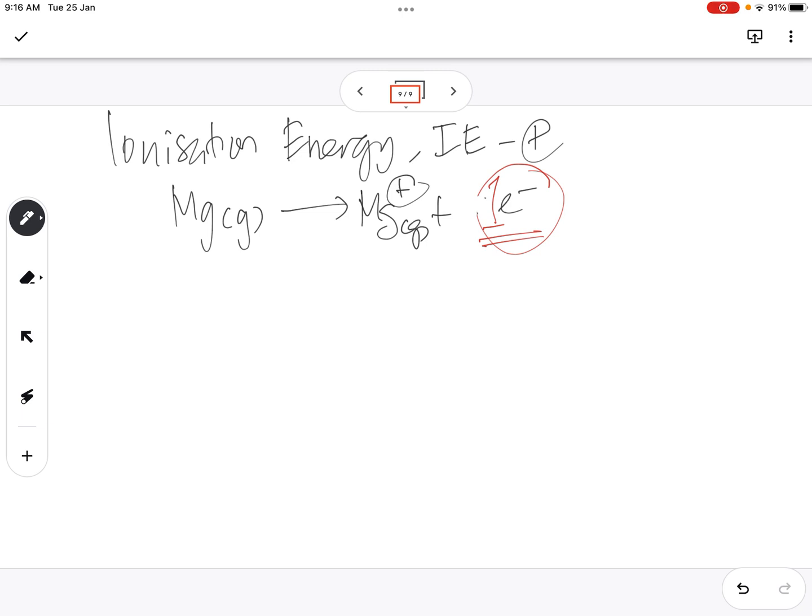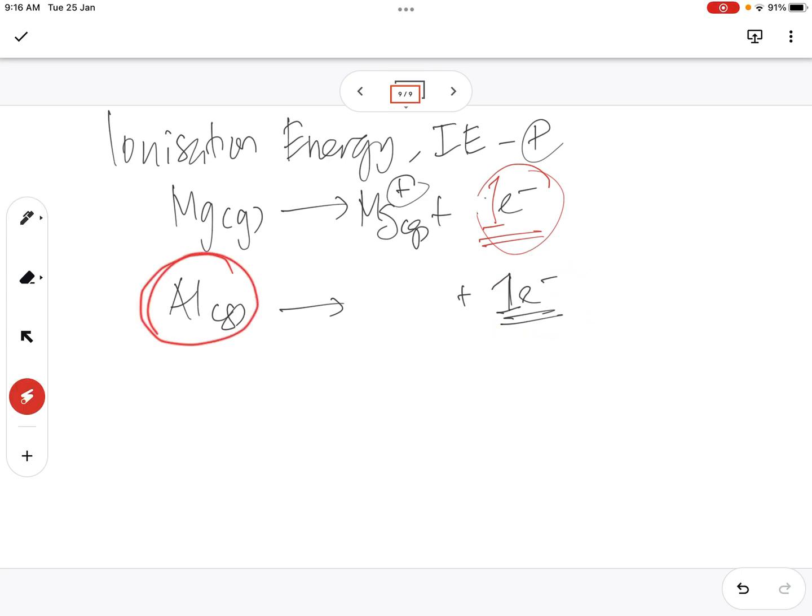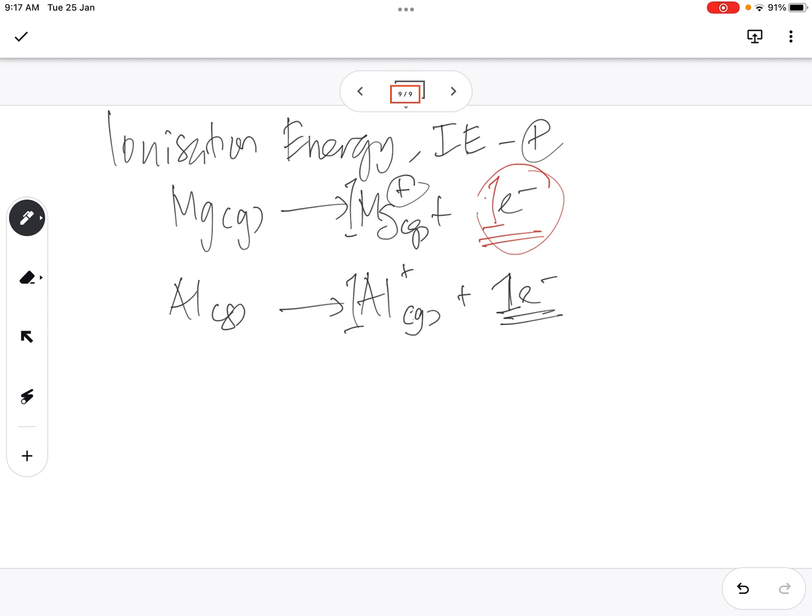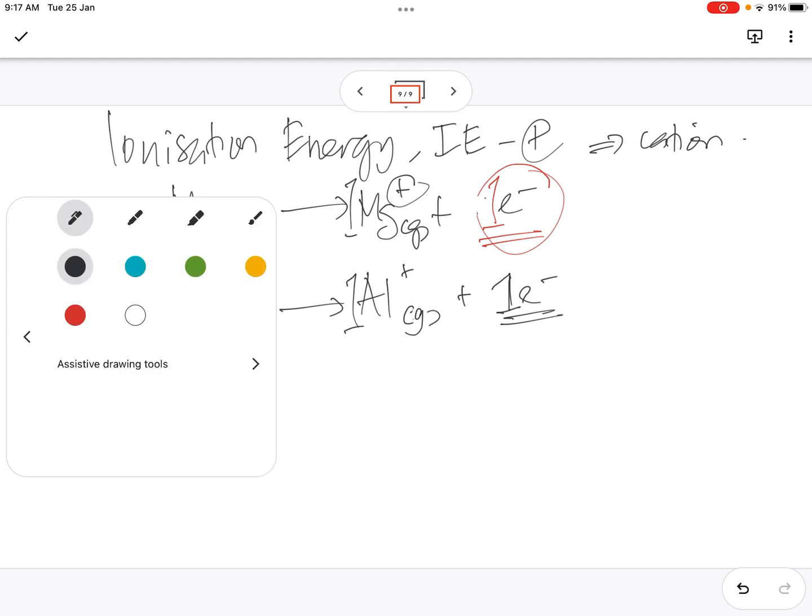Another example, let's say aluminium. We want to remove 1 mole of electron from 1 mole of gaseous atom to get 1 mole of gaseous ion. Okay? That is the definition of ionization energy. Normally this gives you the cation. If it is an anion, that is electron affinity.